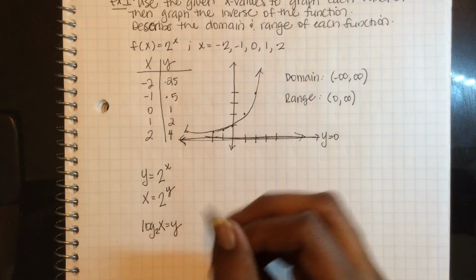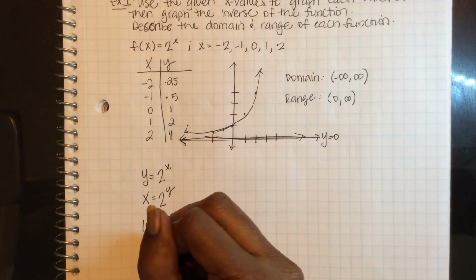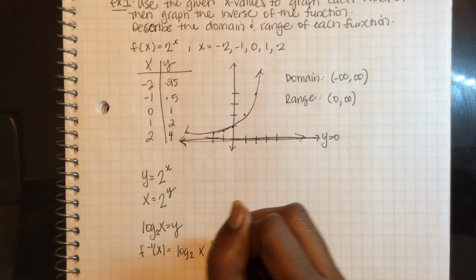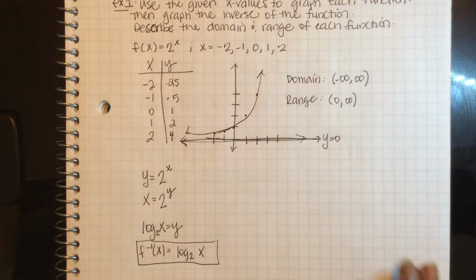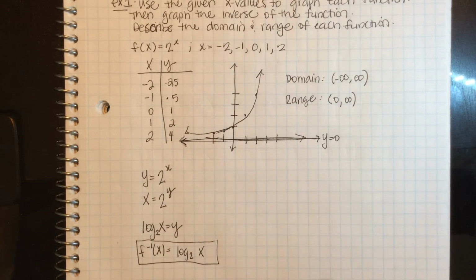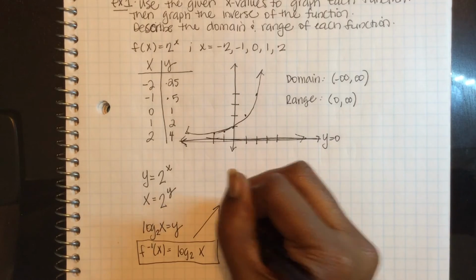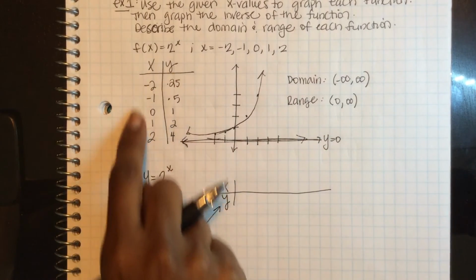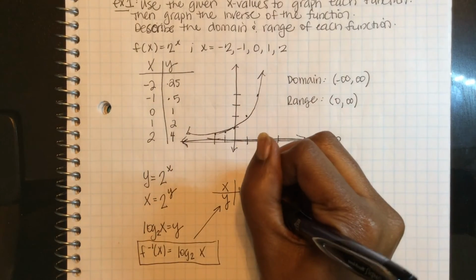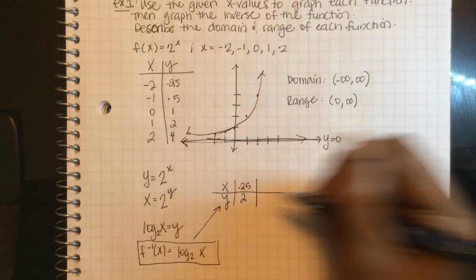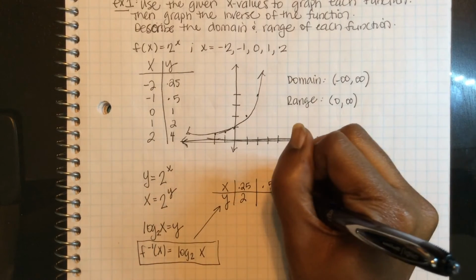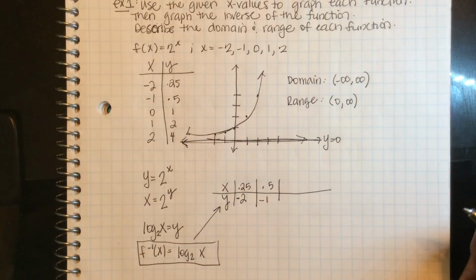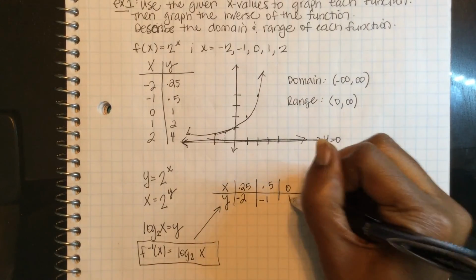So we know that f inverse of x is log base 2 of x. Now I don't even really need to do much to get the table for this function because I know it is the inverse of this table. So it's going to be 0.25, 2. It's going to be -2. 0.5, -1, 0, 1.